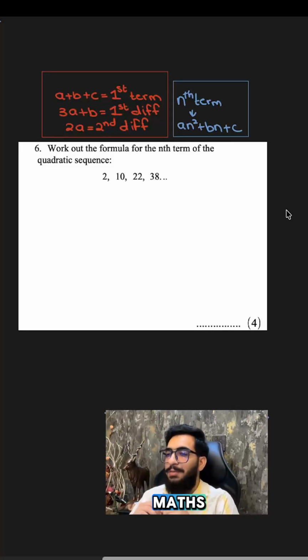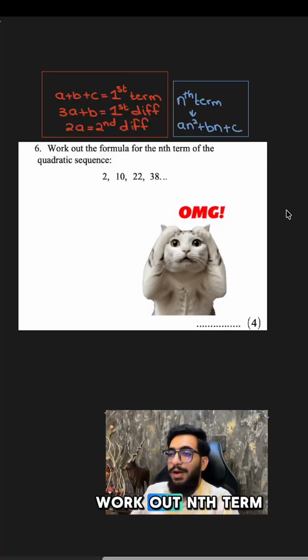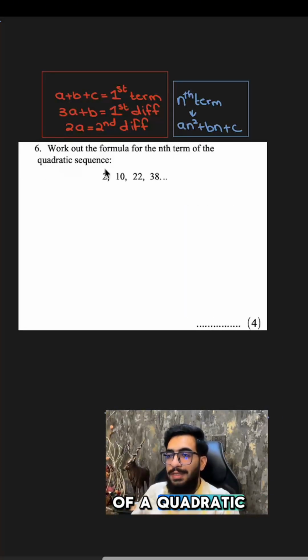A lot of GCSE math students find it really difficult to work out the nth term of a quadratic sequence. Here's how we do it in a very easy way. You just need to know these three equations. Okay, so the question says: work out the formula for the nth term of this quadratic sequence.